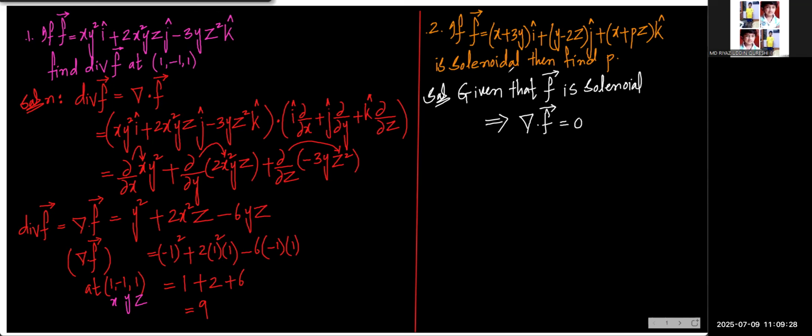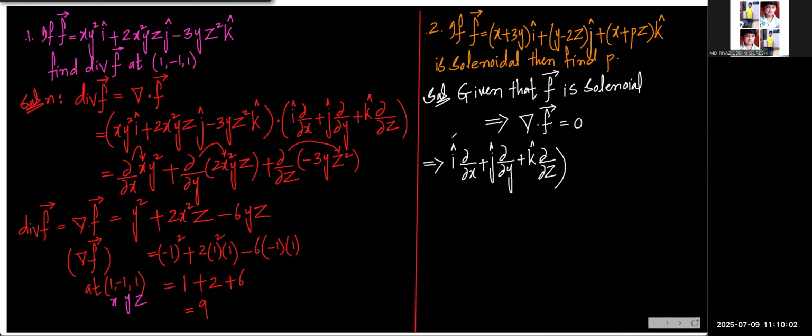Already given here it is solenoidal. You have to find out P value. Nothing to worry about it. Just put down the values and equating to 0, you will get your answer. Del value is I dou by dou x plus j dou by dou y plus k dou by dou z. Here also we should write del value first, but by mistake again.